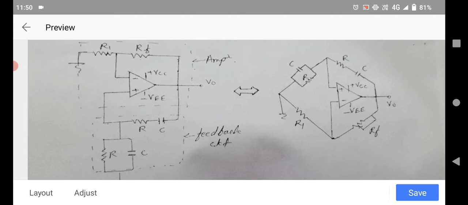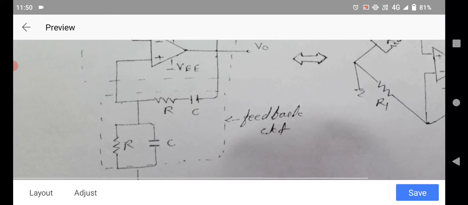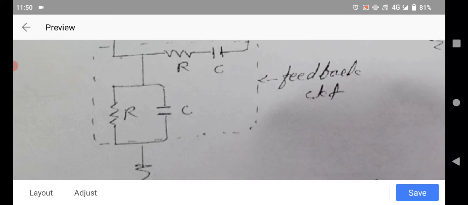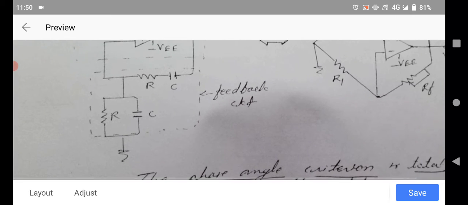Then two networks are connected at the non-inverting terminal: the series RC network and the parallel RC network. Here R and C are connected in series, one after the other. This connection is the series RC network. And here the resistor and capacitor are connected in parallel, one across the other, which is called the parallel RC network.